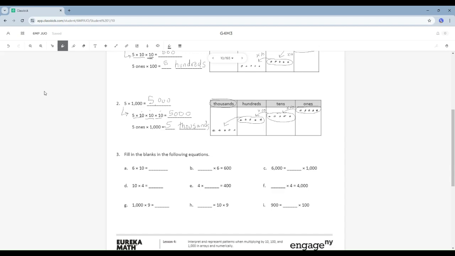Number 3 says fill in the blank with the following equations. So we're going to take the same exact concept. We're just going to remove this place value chart. So 6 times 10, 6 ones times 10. I would have 6 in the ones place. And then I move them to the tens place. So I'm multiplying by 10, which would give me 6 in the tens, which is 60. 4 times 10, 4 in the tens place would be 40. 9 times 1,000, so 10 times 10 times 10 with 9 would make 9,000.